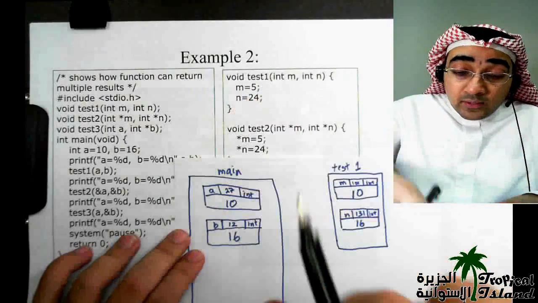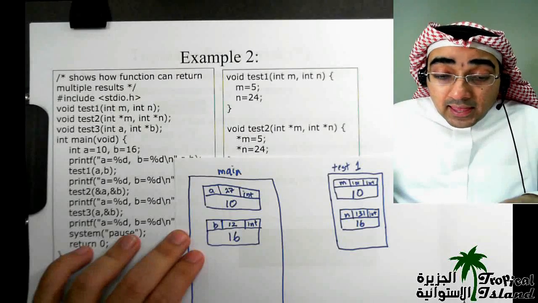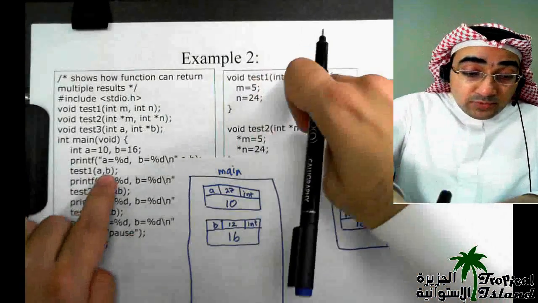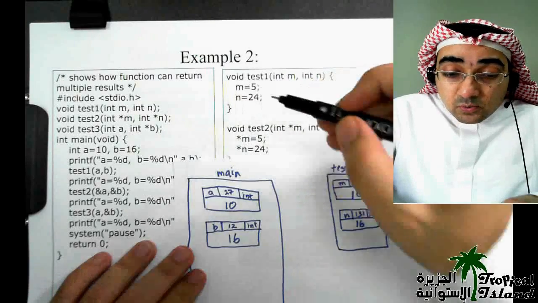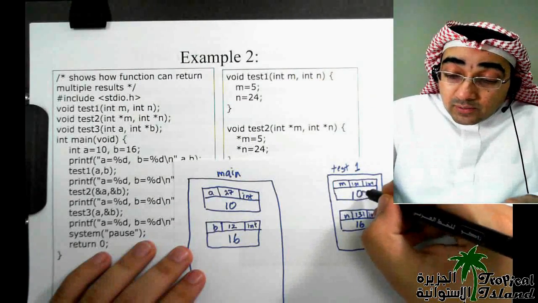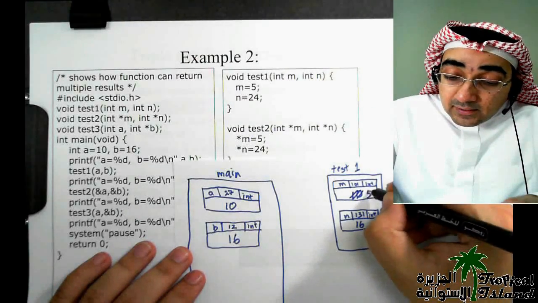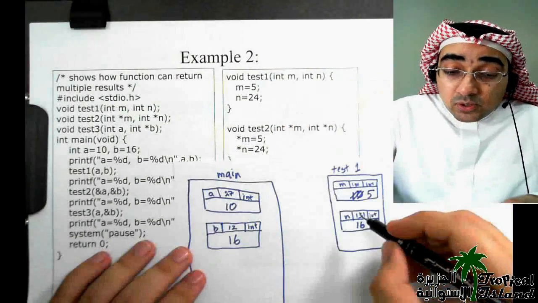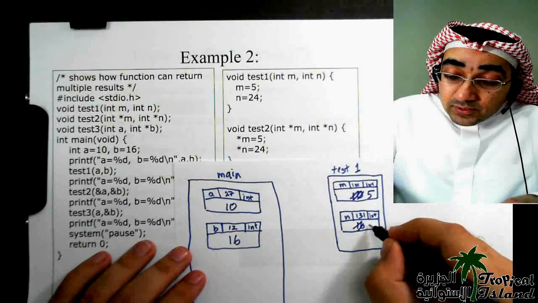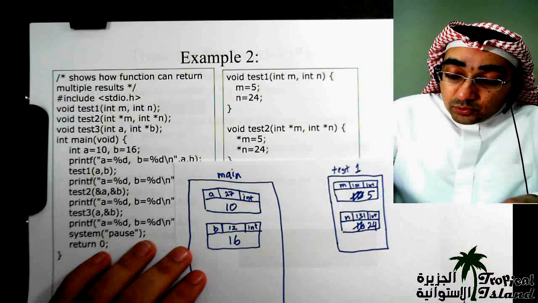Okay, then we actually come over here and say m is equal to 5. Okay, so when we finish this, we come over here, continue our function, we start doing this. So m is equal to 5. So we come over here, m, we delete the 10, and we make it equal to 5. Okay, then we have n is equal to 24. We come to 16, we delete the 16, and we put 24 over here.